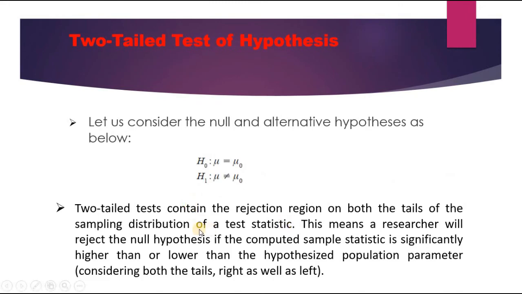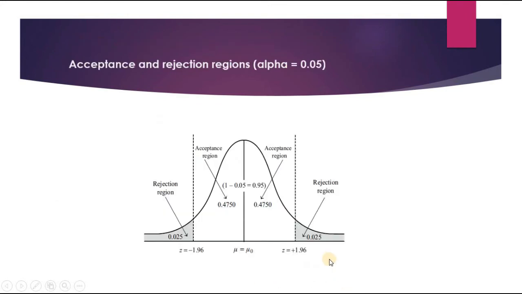Now, this means a researcher will reject the null hypothesis if the computed sample statistic is significantly higher than or lower than the hypothesized population parameter. If it is significantly higher, then it will fall into the right side rejection region. If it's significantly lower, it falls on the left side rejection region. As simple as that. So this is how it works.